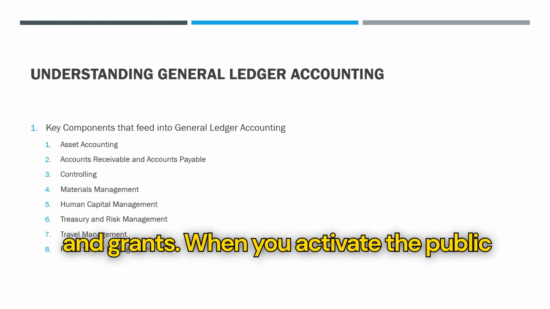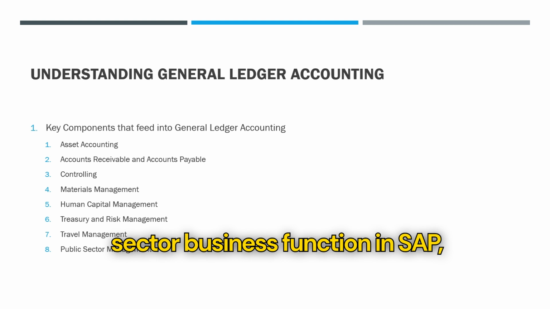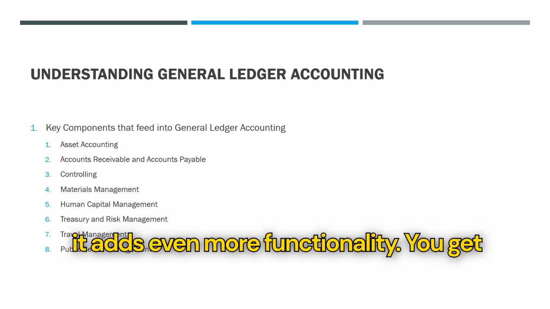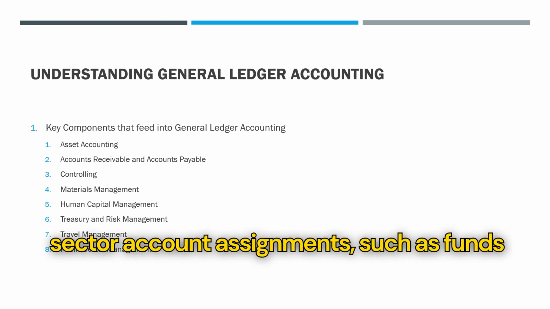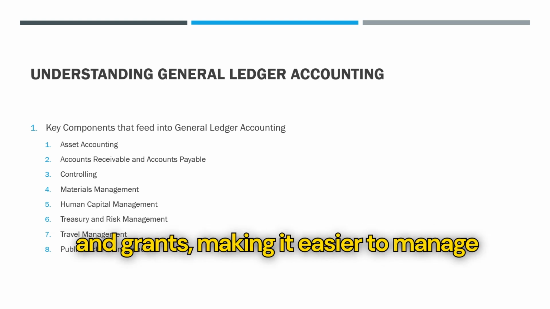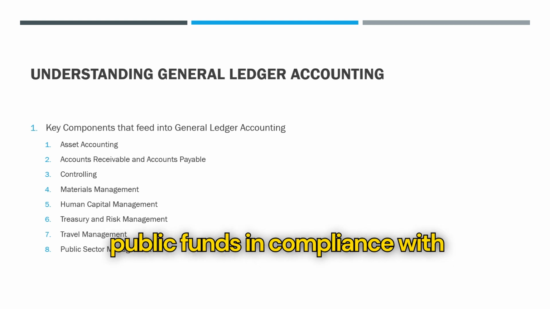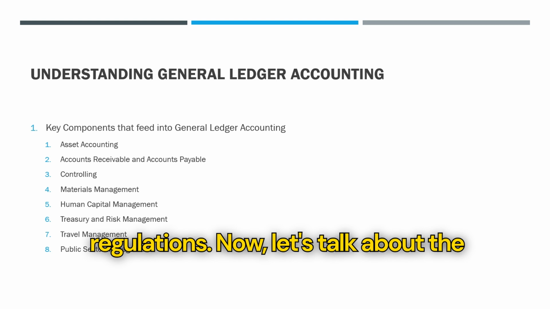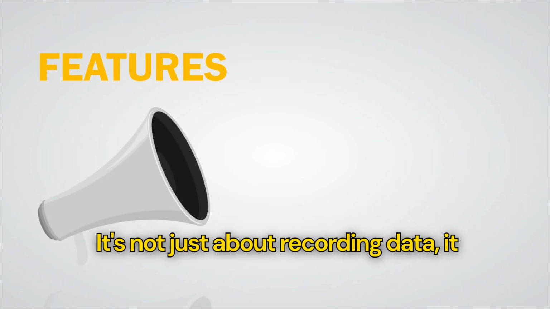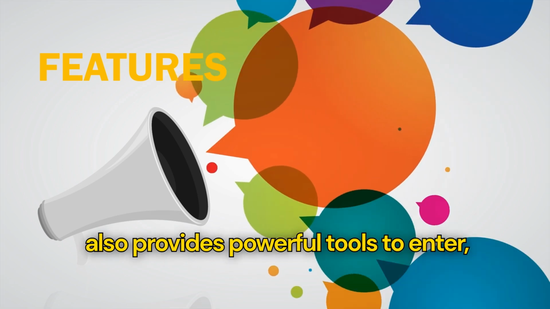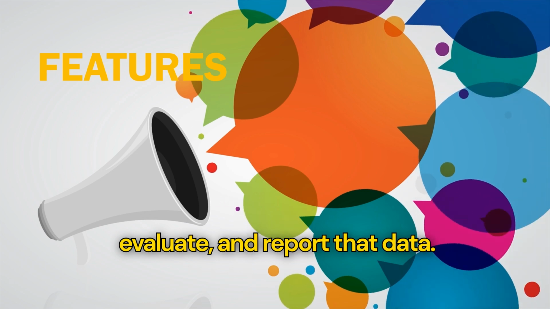When you activate the public sector business function in SAP, it adds even more functionality. You get a separate set of tables for public sector account assignments, such as funds and grants, making it easier to manage public funds in compliance with regulations. Now, let's talk about the features of General Ledger Accounting. It's not just about recording data, it also provides powerful tools to enter, evaluate, and report that data.